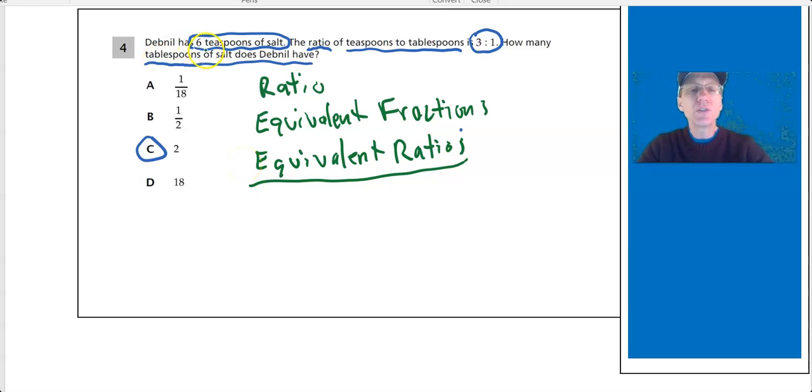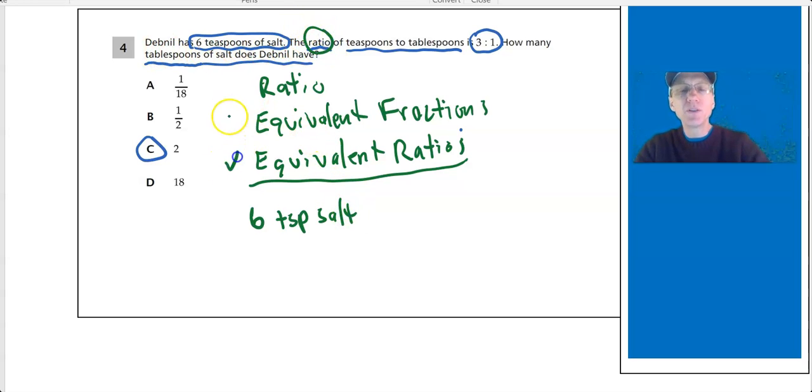So we have 6 teaspoons of salt. You can just write that down. Okay, 6 TSP salt. Then I'm going to come over and see what I see next in my problem. It's a ratio, so I'm going to use my knowledge of equivalent ratios. Teaspoons to tablespoons, 3 to 1. So I'm going to write this as a fraction: 3 teaspoons to 1 tablespoon.